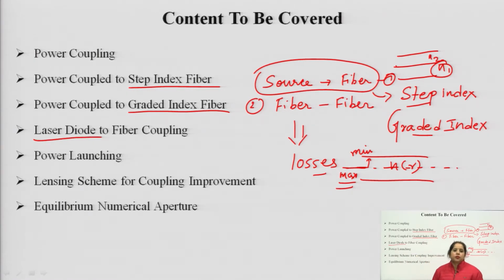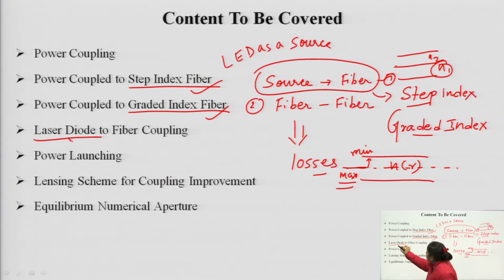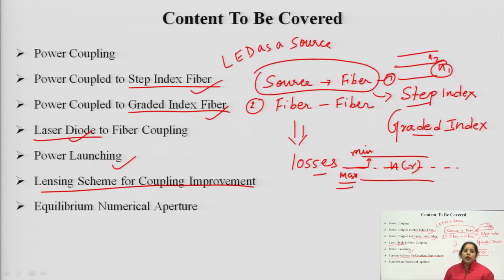Now, again we have a laser diode. Whenever we talk about the sources, there always exist two types of optical sources. The first one is the LED and the second one is the laser. In the first case, we discussed the LED as a source, and in this case we are going to study the laser diode as a source. Then we will study power launching, and in this we are going to discuss some of the parameters which are helpful for improvement of our coupling process.